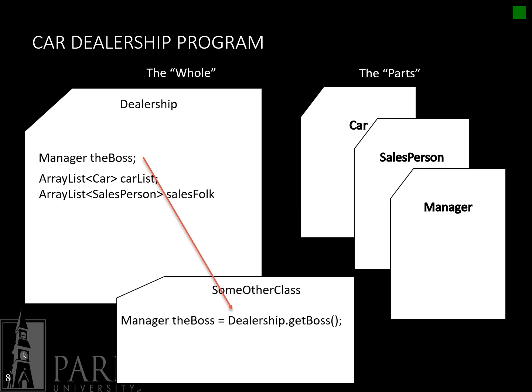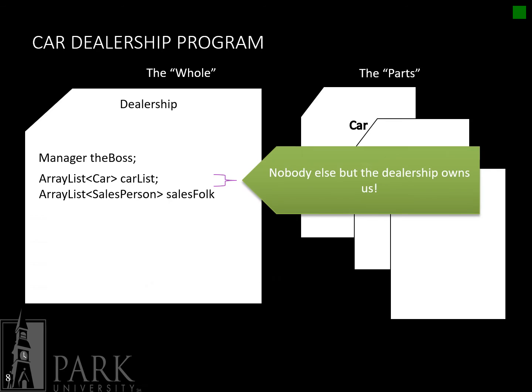If two classes have a composition relationship, then we're going to store the contained class's object in an instance variable in the containing class, but not store it elsewhere. So in the case of our car, nobody but the dealership owns those things. This way, only the object can be part of the dealership. It can't belong to anybody else.